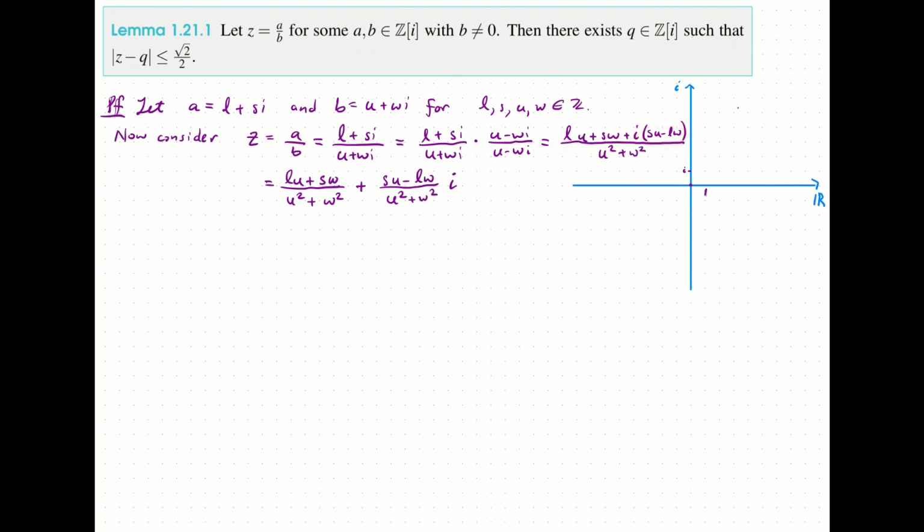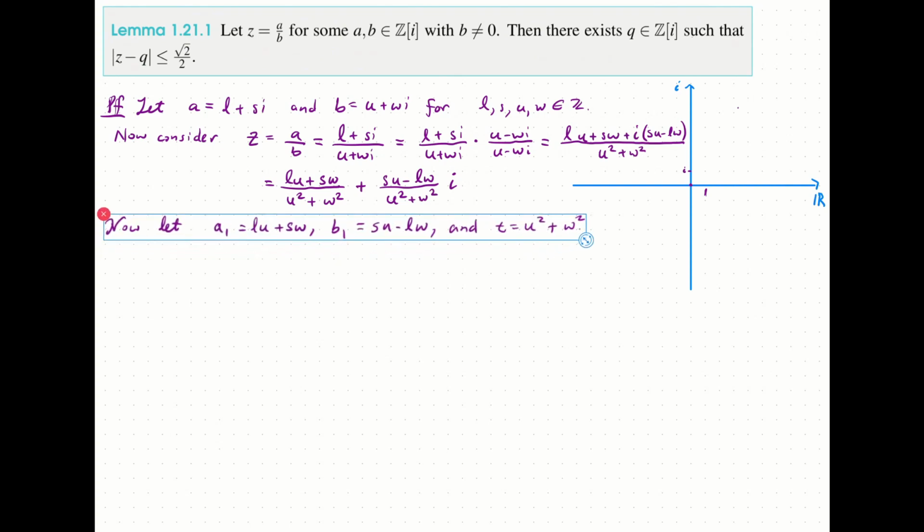And so we can go ahead and write this down as the real part of z plus the imaginary part of z. And now what we are going to do is let A1 be LU plus SW, let B1 be SU minus LW, and let T be U squared plus W squared. And so that is summarized here. So we have the following quantities. And now what we are going to do is apply the division theorem.